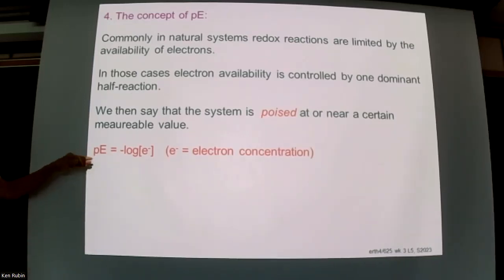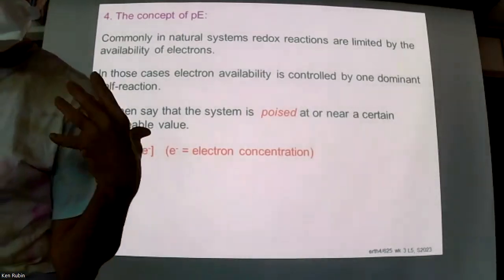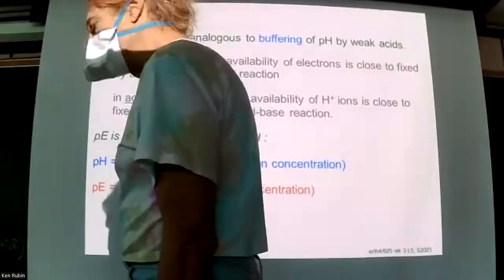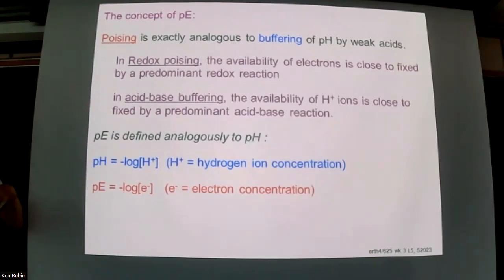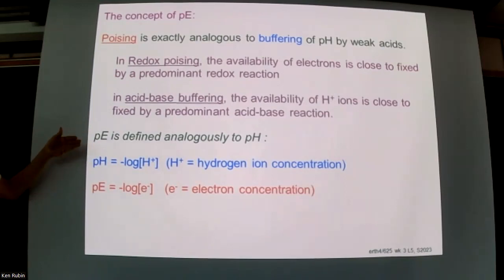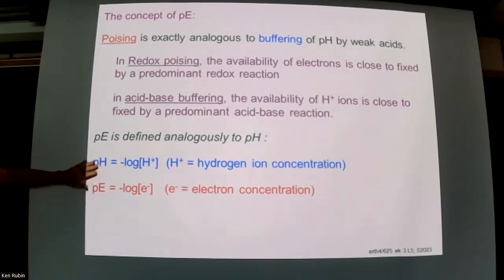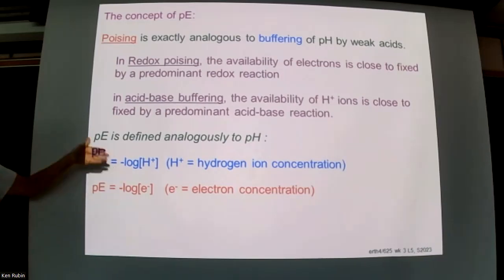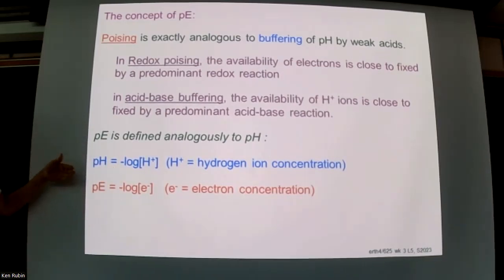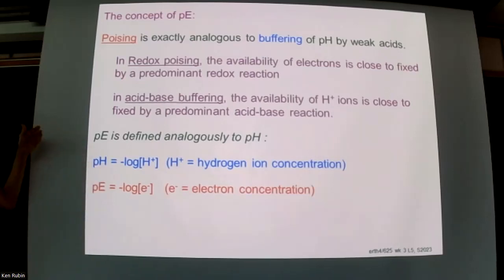And as I mentioned before, the analogy to buffering in a pH system is called poising in a redox system, and that's when something is setting the value of PE, right? And this basically just explains how poising is similar to buffering in pH and how PE is defined analogously to pH. Both of these things are conceptual, but they're useful. We understand the difference between an acidic and a basic environment. We should understand the difference between an oxidizing and a reducing environment. That's what we're talking about with PE.